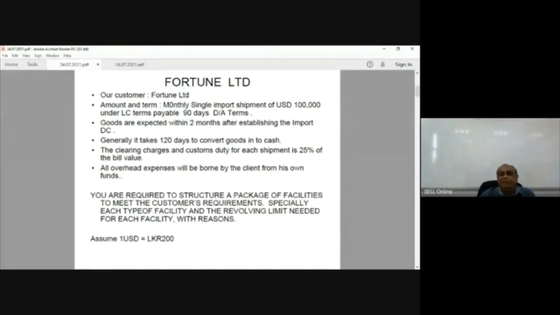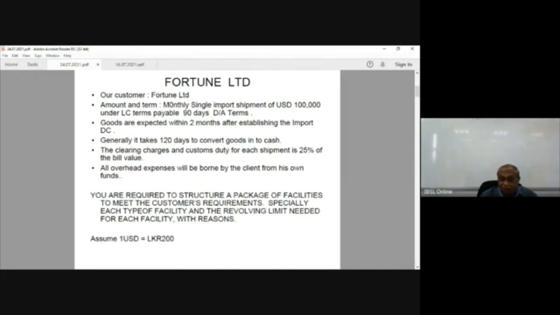Fortune Limited. The first sum, Fortune Limited. Our customer, Fortune Limited. That's your import-export customer, trade customer. He's coming to the bank and asking for trade facilities. So when they come to ask for trade facilities, normally they go to their relationship manager. The relationship manager will have a discussion with him.